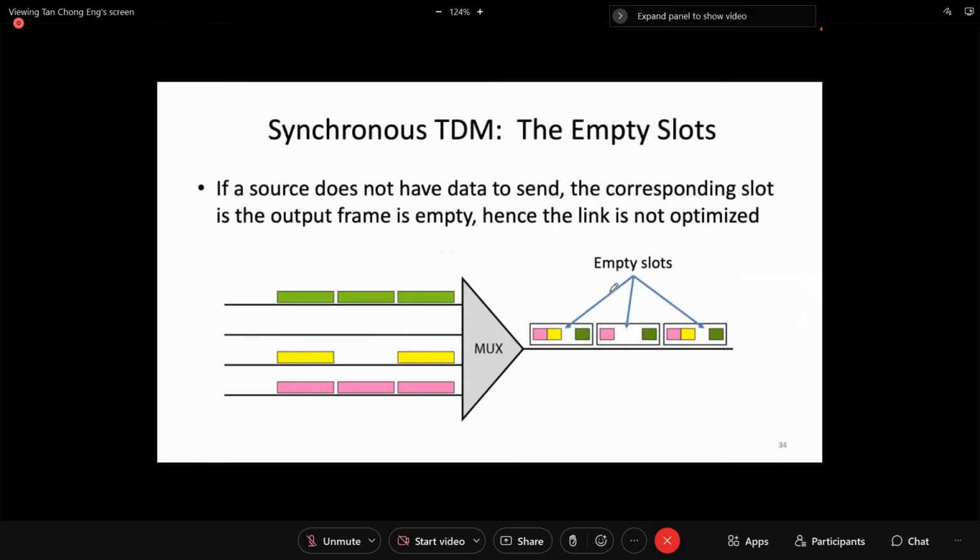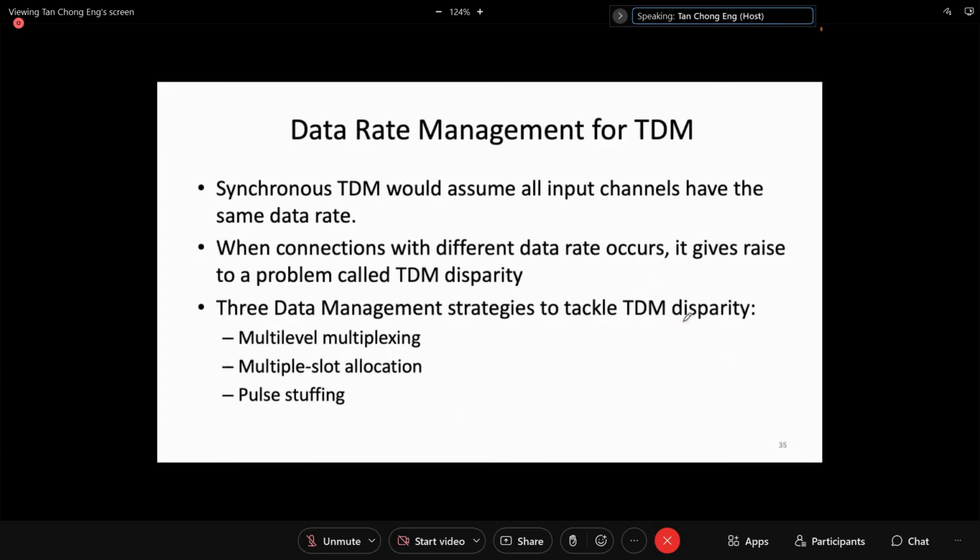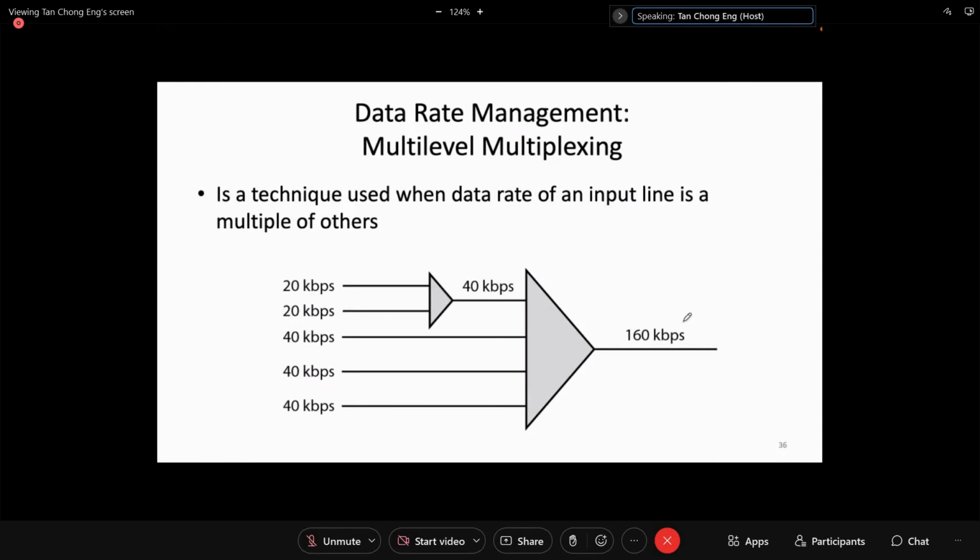And then the problem with synchronous is that sometimes you have empty space. Okay, this one is also empty. So you have empty space everywhere, and your transmission is not efficient. So how do you make it efficient under time division multiplexing? You just do some sort of data management. For example, you can do multi-level multiplexing. Combine 2 to become 40. So how many users do you have already? 1, 2, 3, 4, 5. It's about 5 users, instead of just 4 users only.